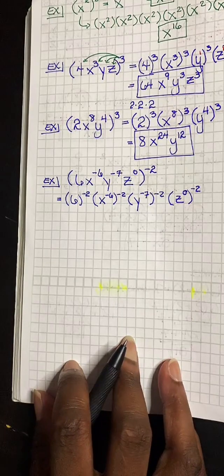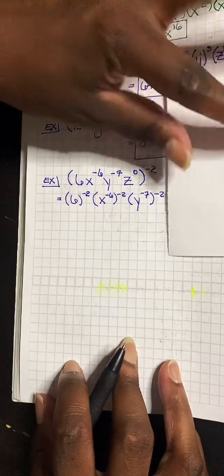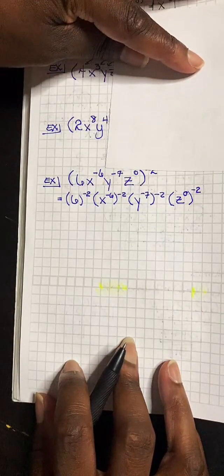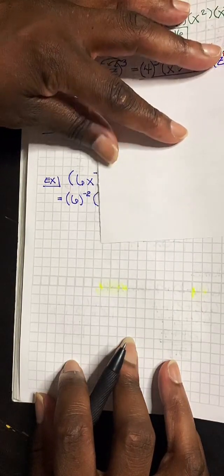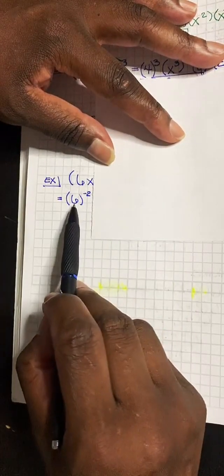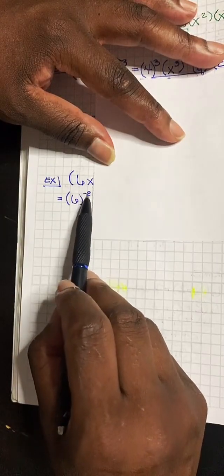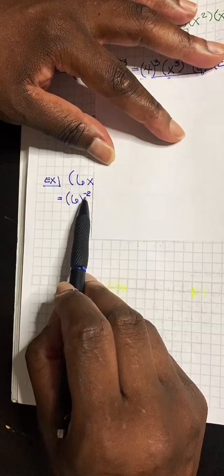So, as I mentioned before, let's not look at the whole entire thing. Let's cover up this first part. So we have 6 raised to the negative second power. We can't have a negative exponent.